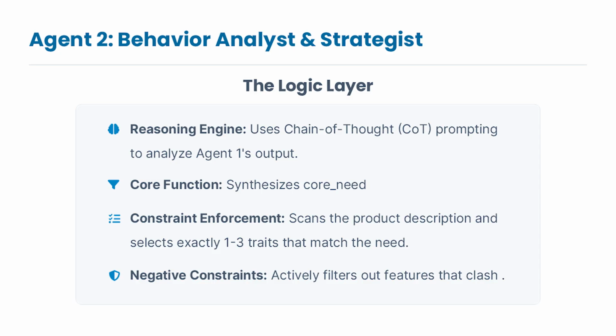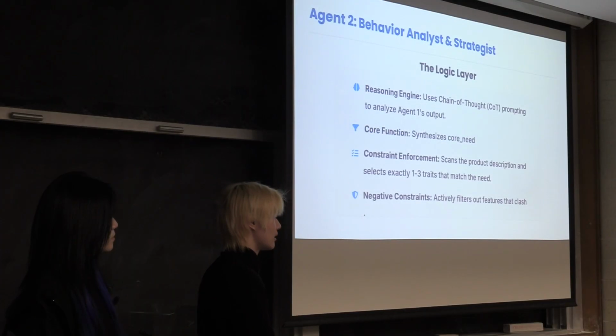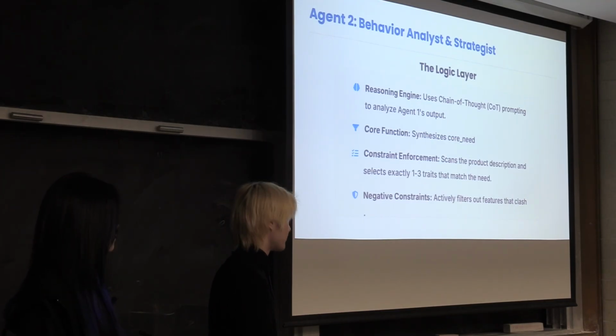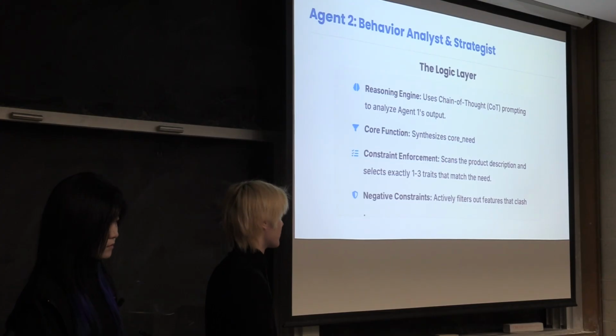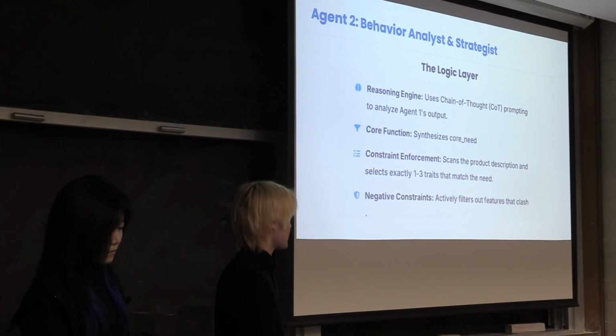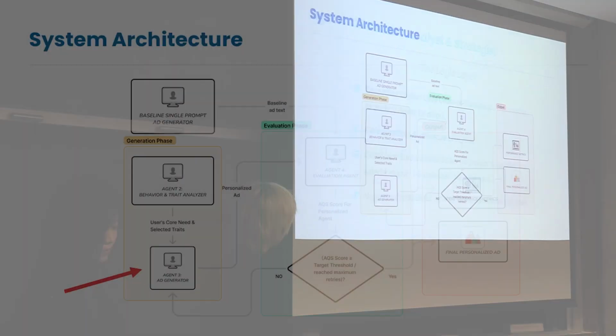Let's take a look at what agent 2 is. It's the reasoning engine for our system, utilizing chain of thought prompts. Its core function is to synthesize the core need, and it will select exactly 1 to 3 traits from the product that genuinely matter to the user. It also enforces negative constraints. Say the user does not like a specific thing, it will be filtered out and agent 2 will ensure that it never reaches the ad generator.